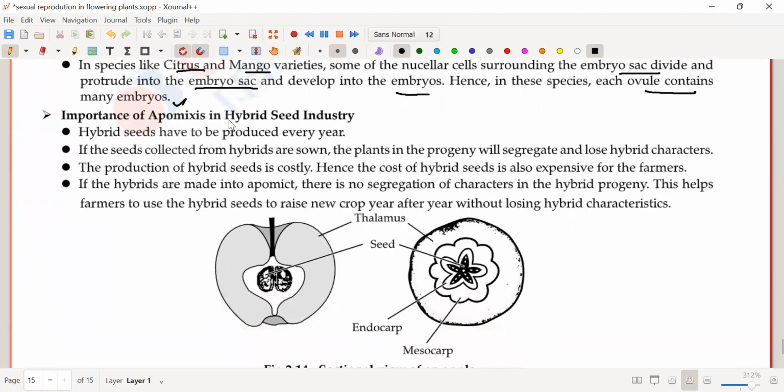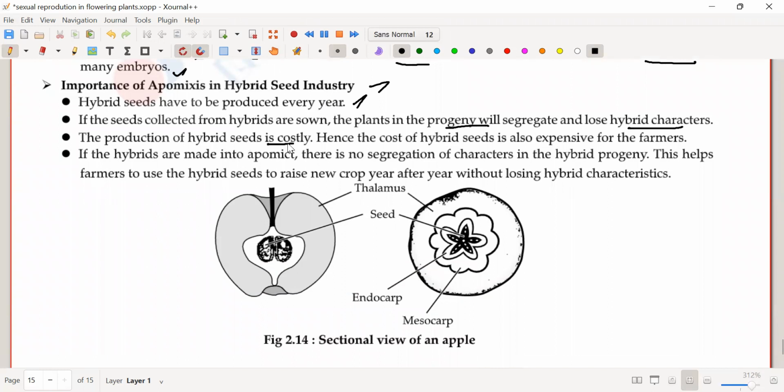Importance of apomixis in hybrid seed industry. Hybrid seeds have to be produced every year. If the seed collected from hybrids are sown, the progeny will segregate and lose hybrid characters. The production of hybrid seed is costly. Hence, the cost of hybrid seed is also expensive for the farmers. If the hybrids are made into apomicts, there is no segregation of characters in the hybrid progeny. This helps farmers to use hybrid seeds to raise new crop year after year without losing hybrid characters.